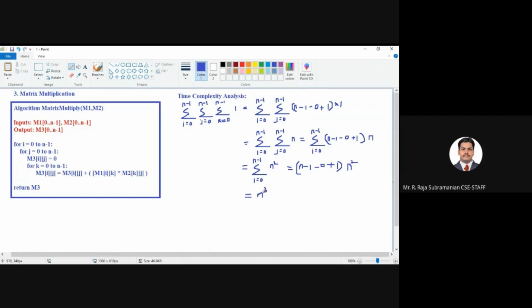How should I write this result? There is no constant and only one polynomial degree is there. So I can directly write that degree as big O of N cube.